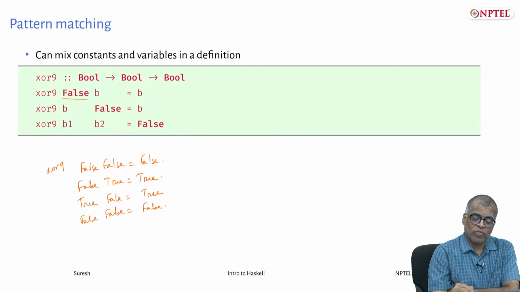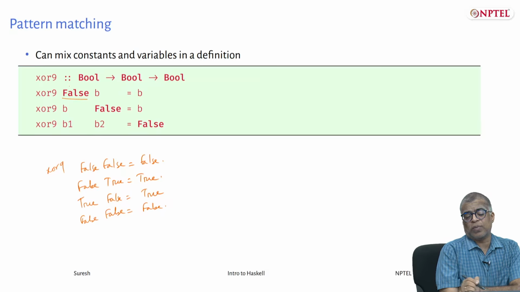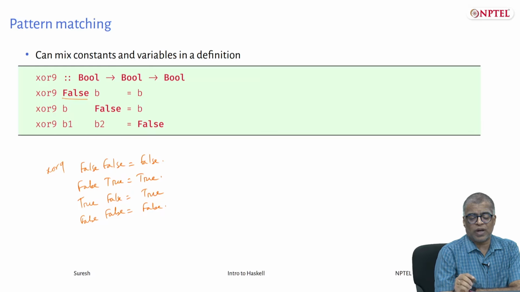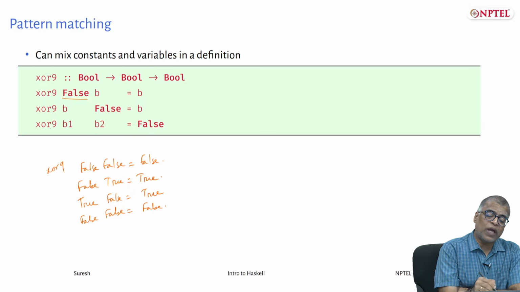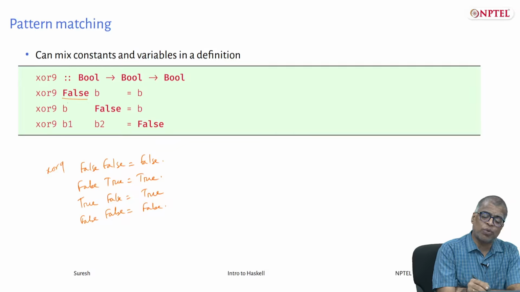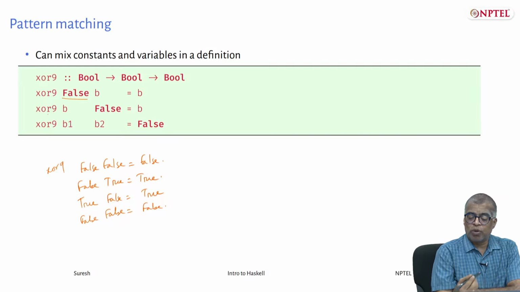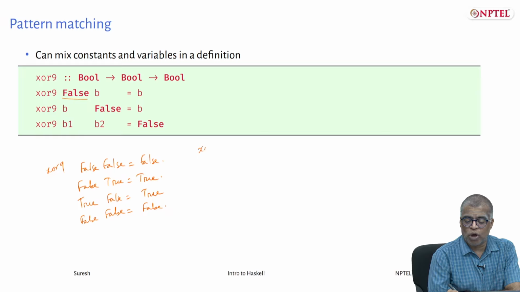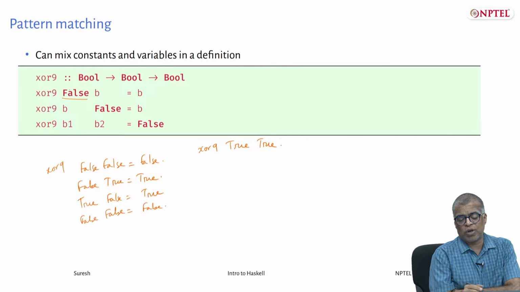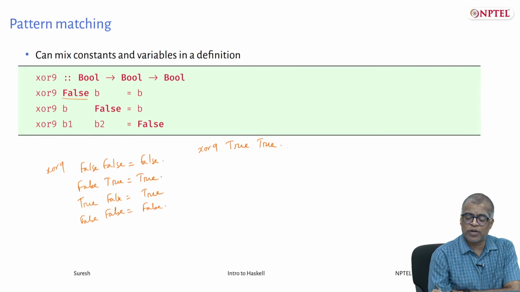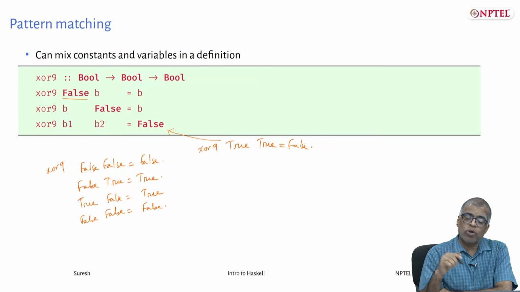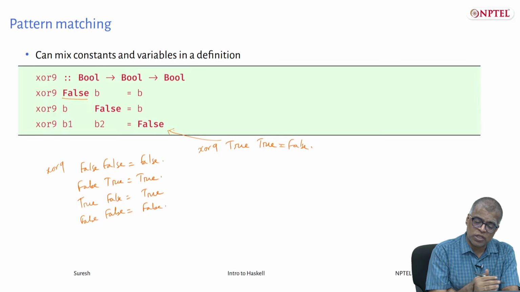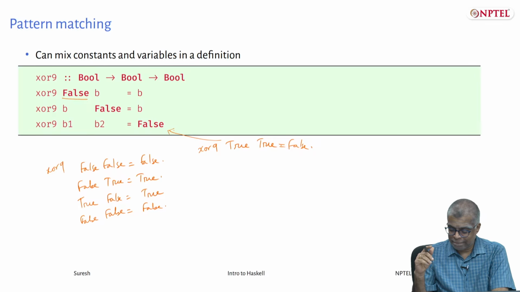Okay. So, we have covered all these cases by saying if the first argument is false, return whatever is the value of the second argument. If the second argument is false, return whatever is the value of the first argument. When would you fail these? You would go to the third line of the definition only if it doesn't match the first two patterns. The only time when you will fail is when you call XOR 9 with true, true. Then neither the first definition nor the second definition will match. So, it will match the third definition and it will produce the value false. Okay, so now you can mix constants and variables in the same line of a definition. Okay. What else can you do?